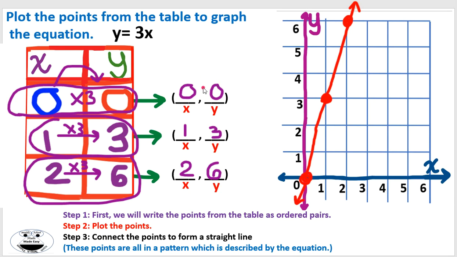Once you have that, you just take the points. Each row is a coordinate, the x and y coordinate, and then you just plot and draw the straight line and connect them. Let's do another example.